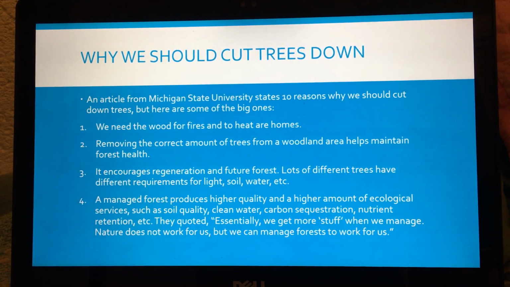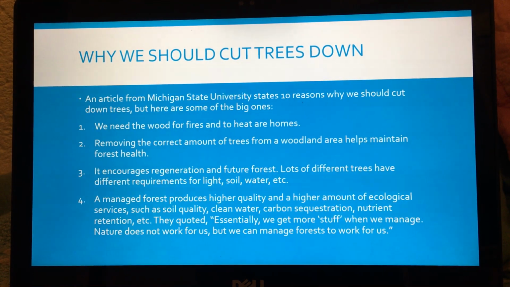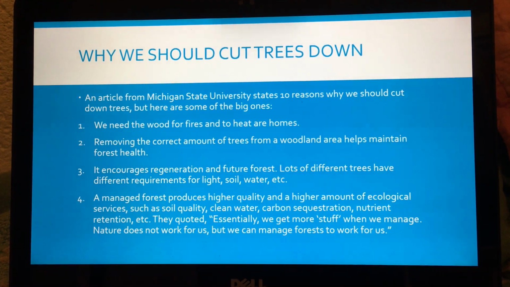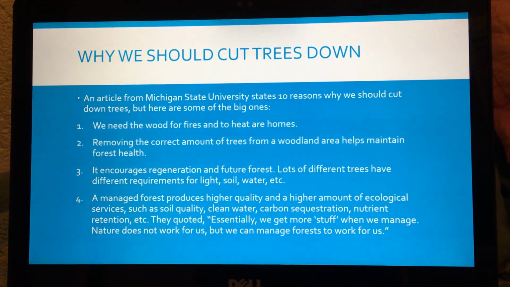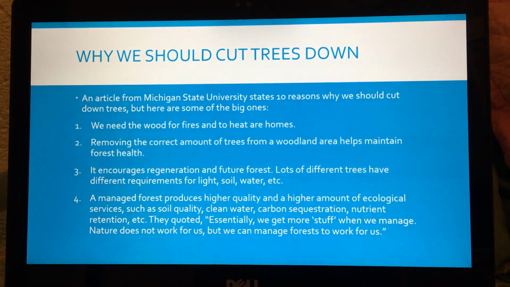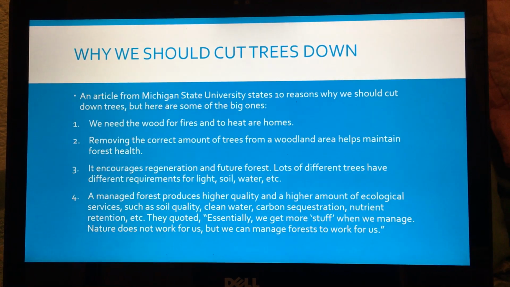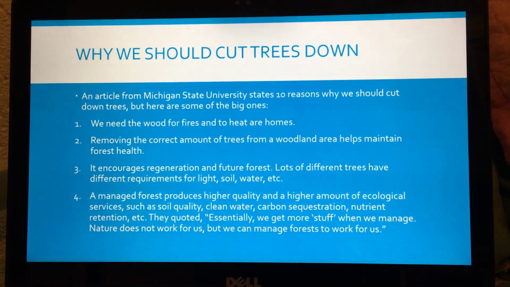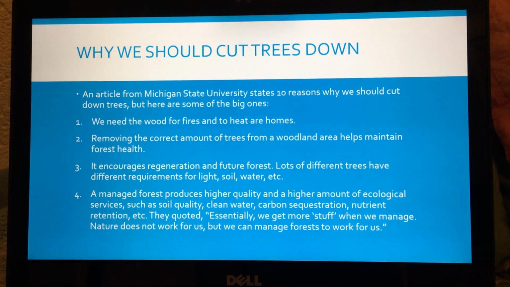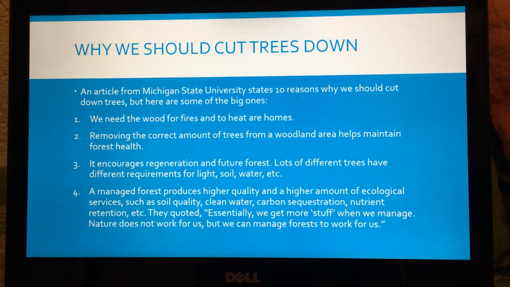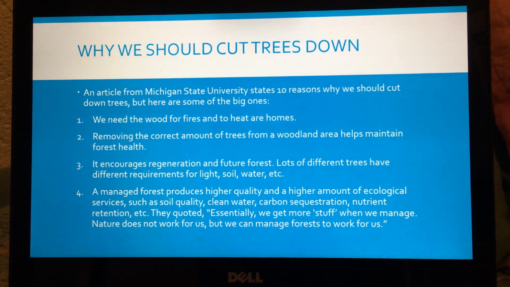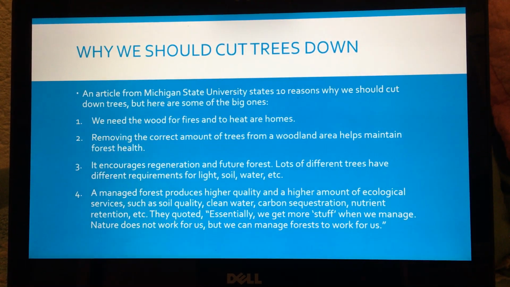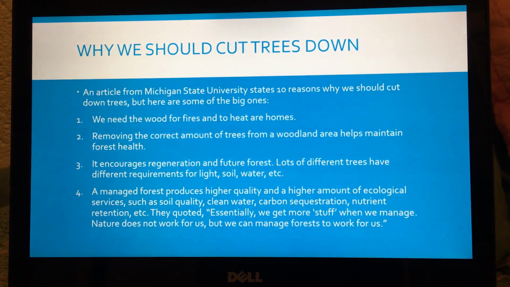Removing the correct amount of trees from a woodland area can also help maintain forest health, which is a good reason for why to cut them down, so they can just reproduce. It also encourages regeneration in future forests, like I just said. I found this thing that said lots of different trees have different requirements for how much light they need, or soil, or water. It's all different depending on the tree.